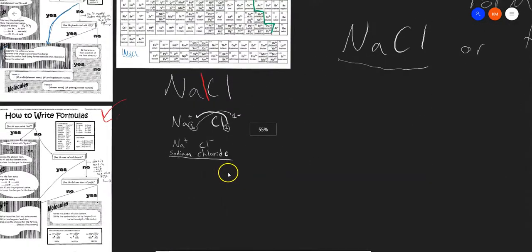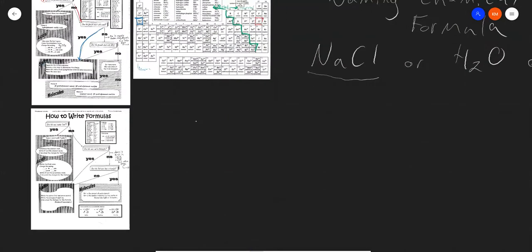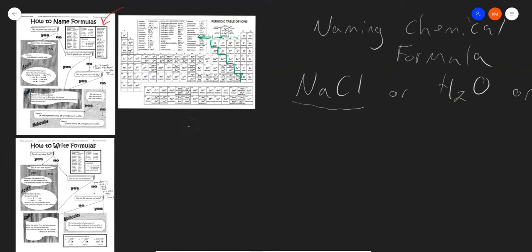Let's do more examples. So let's get rid of this. All right, I'm going to get rid of my little markings here. Okay, so the next one we're going to do, CaCl2, calcium chloride. So remember, up here, this is step 1.